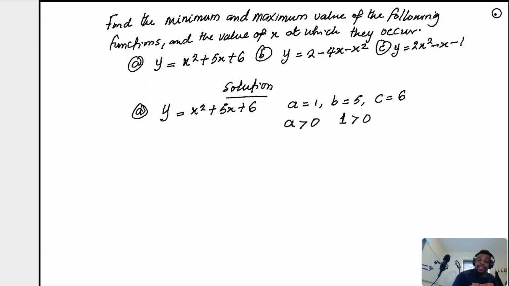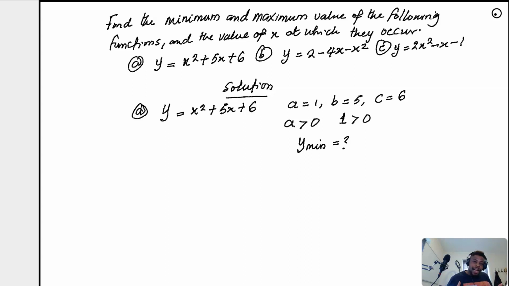And when a is greater than 0, what can you have? You can have the minimum value of the function. Okay? So in this case, we cannot have maximum value. We can only have minimum value. So we already know that we are looking for minimum value.